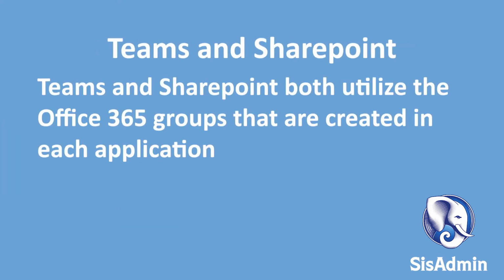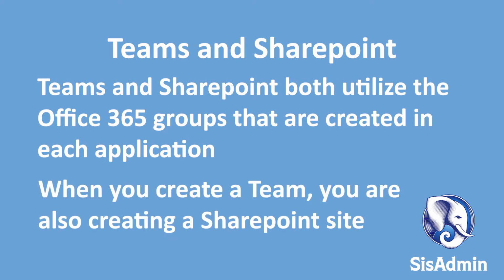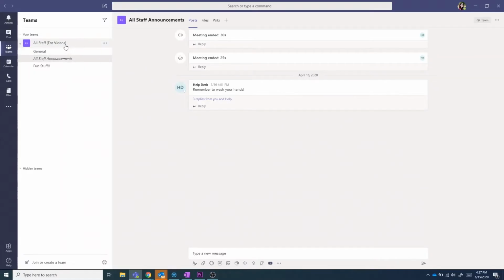Teams is tightly integrated with SharePoint through the Office 365 groups that you create. For example, when you create a Microsoft Teams team, it syncs with other Office 365 applications that you have and simultaneously creates a SharePoint site. In our Teams application, we have created a new team called All Staff, and we have created different channels within this All Staff team named General, Fun Stuff, and Announcements. All information created, shared, and saved within these channels are also syncing with your SharePoint site.